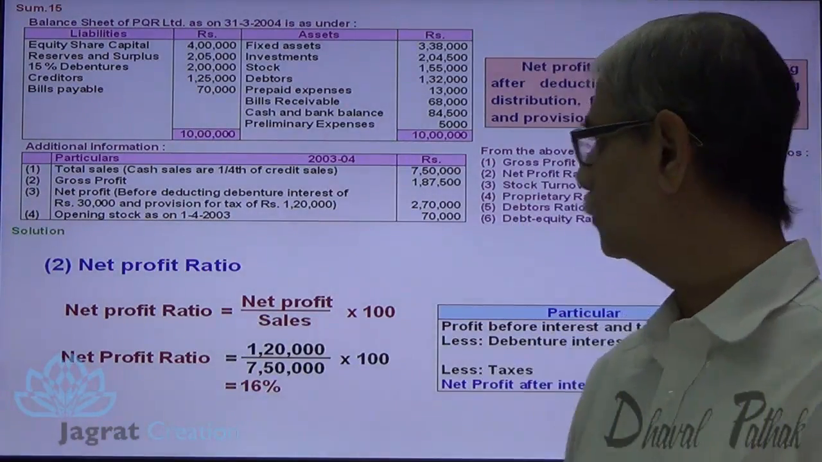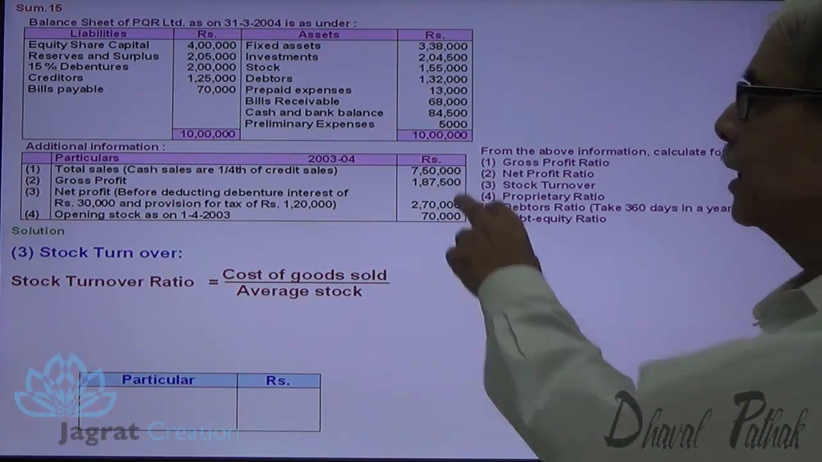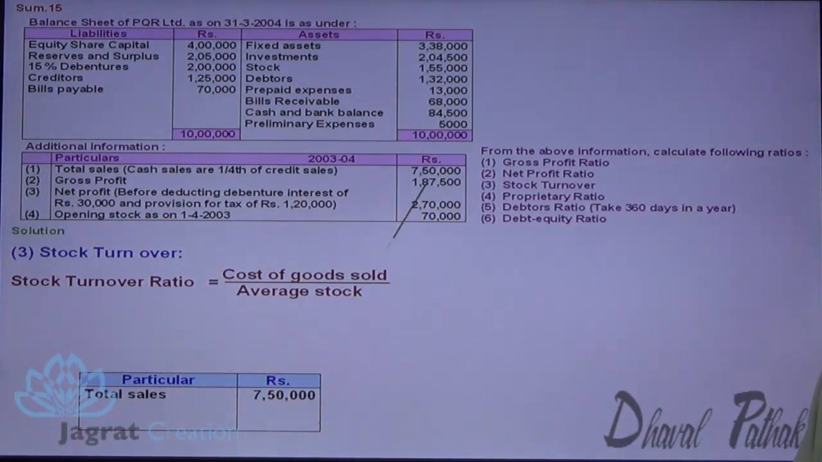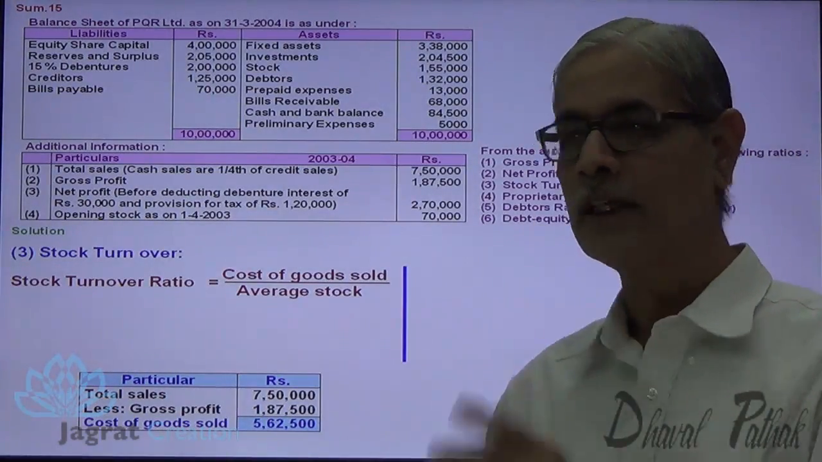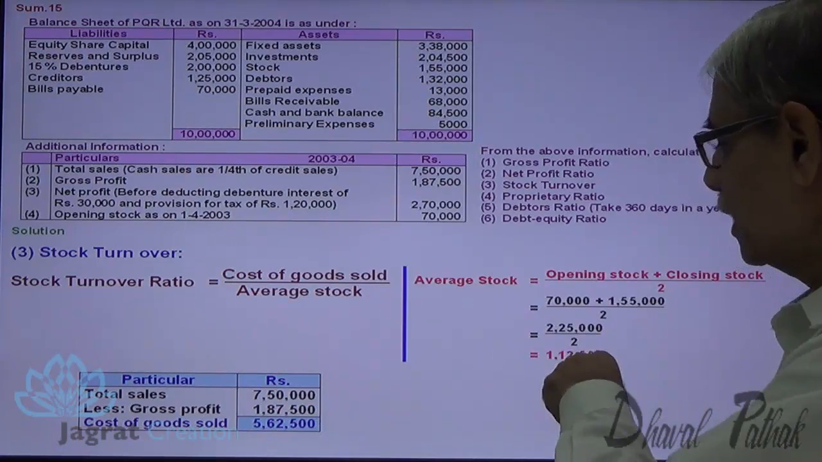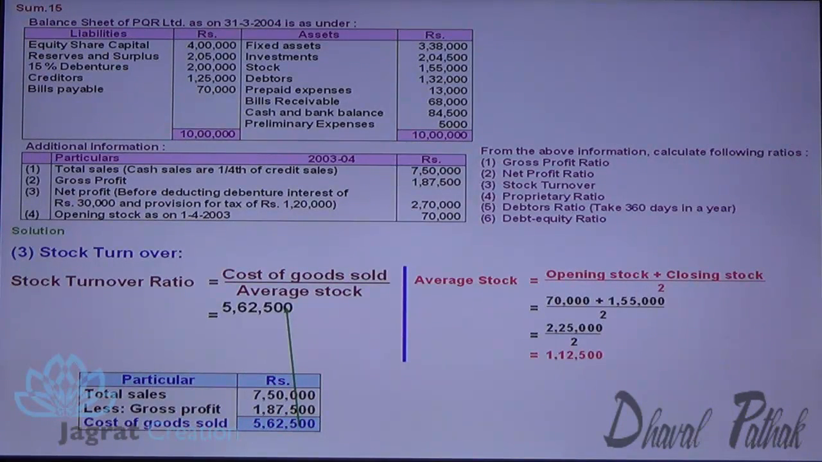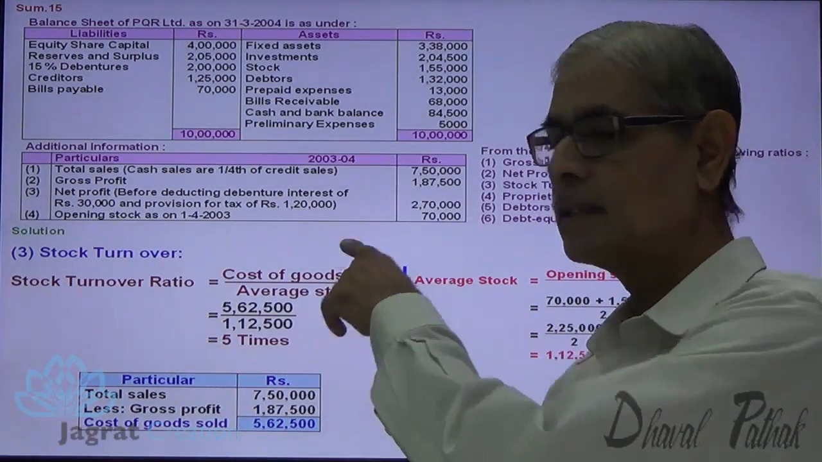Next, stock turnover ratio. Stock turnover is cost of goods sold divided by average stock. Now sales minus gross profit, you will get the cost of goods sold. I want to work out the average stock: opening stock plus closing stock divided by 2. Opening stock 70,000, closing stock 1,55,000, divided by 2 gives 1,12,500. Now cost of sales 5,62,500 divided by average stock 1,12,500: how many times? 5 times. 11 fives are 55. So 5 times is the stock turnover ratio.